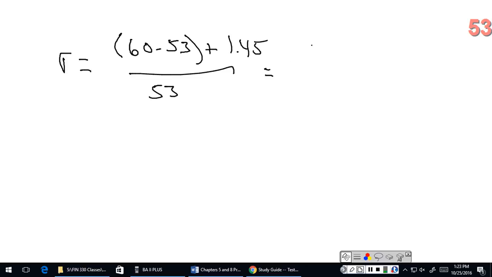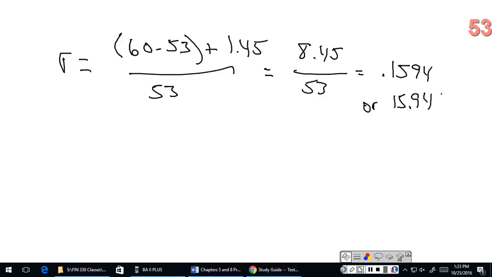And so that's going to be 8.45 divided by 53, which equals 0.1594 or 15.94%. So we earned almost 16% on his investment during the year. And that matches answer D. You'll be given the percentage return formula. All right.